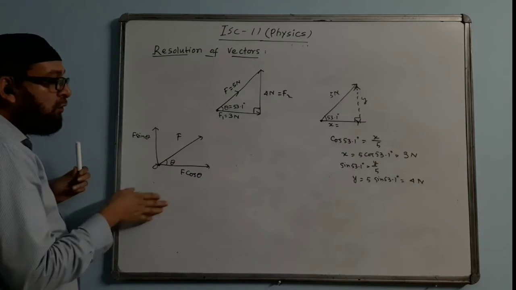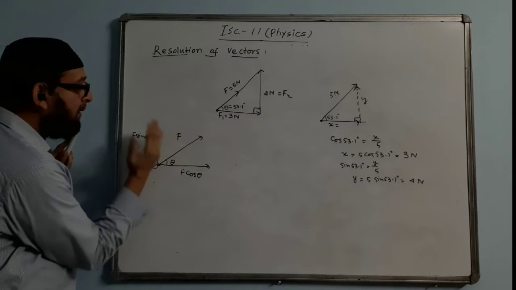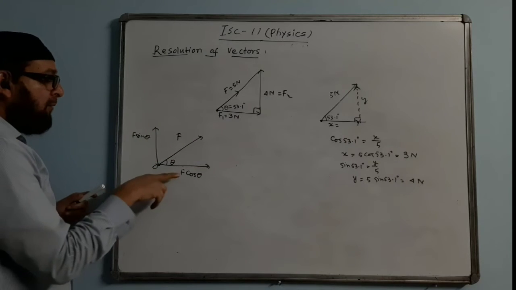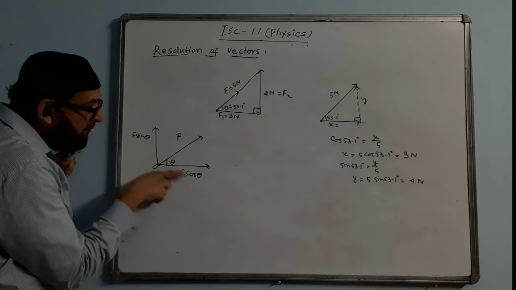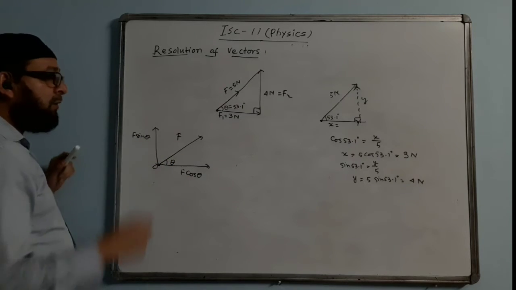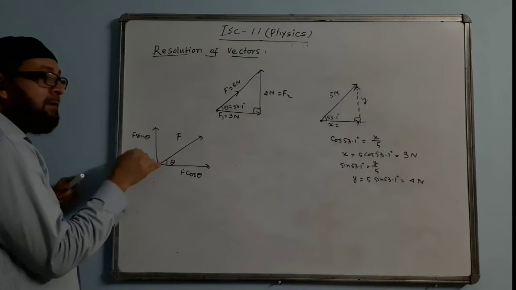This is called resolution of a vector. A single vector we are breaking into two parts, horizontal part and vertical part. The component which makes the angle will come in cos form and the other component will come in sin form. F multiplied by cos theta, F multiplied by sin theta.